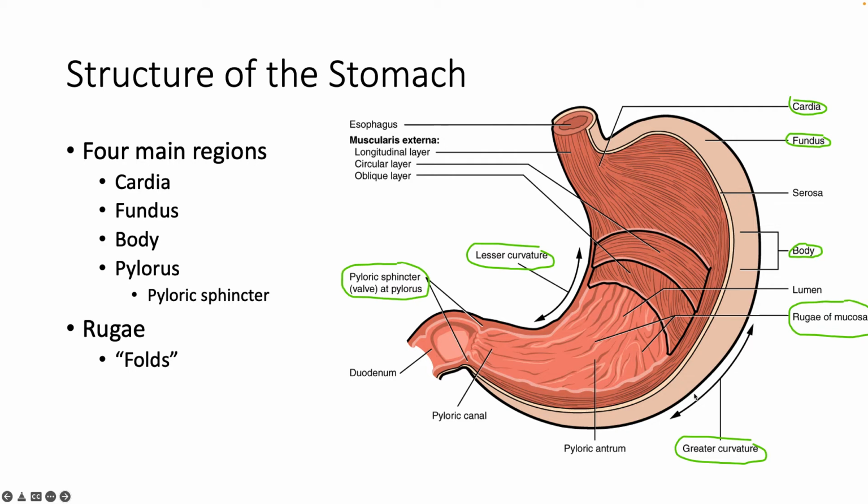Then we have two different curvatures of the stomach. We have this long one, known as the greater curvature. We have this lesser one, known as the lesser curvature. Pretty straightforward when it comes to the stomach. You'll get it in a similar fashion as this. Just know that this shorter little angle will be the lesser curvature, and the larger one is the greater curvature.